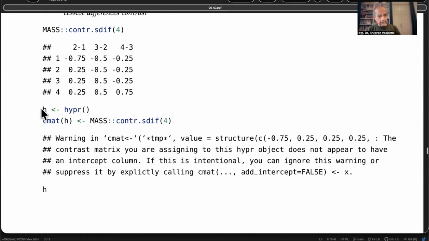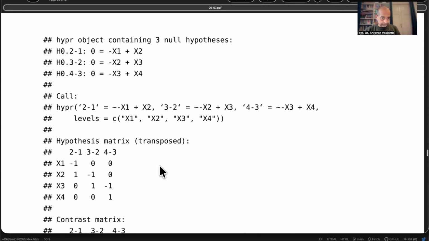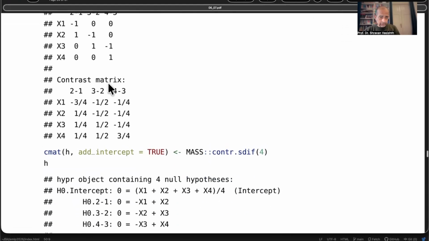With the hypr function, we create an empty hypr object, H, and using cmat again, we plug in the contr.sdif, same warning as before because of the intercept issue. And you'll notice that now the comparisons are what we want. X2 minus X1 is equal to 0, X3 minus X2 is equal to 0, and X4 minus X3 is equal to 0. Intercepts missing, right? So if you look at the weights matrix and the contrast matrix, you'll see that the contrast matrix is again not at all obvious, what it actually means. It's the same as the one we saw earlier.